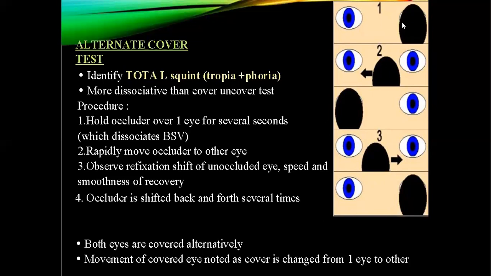So in slide number 1, we have covered the left eye, okay, and then we are uncovering the left eye. So what will the left eye do? It will be squinted and again it will take fixation, right? So we observe the amount of deviation, the amount of movement here. This is primary deviation. Then I cover the right eye, and when I remove the cover from the right eye, again there will be some deviation. This deviation is secondary deviation. These primary and secondary deviations will be the same in concomitant squint, whereas they will be different in paralytic squint.